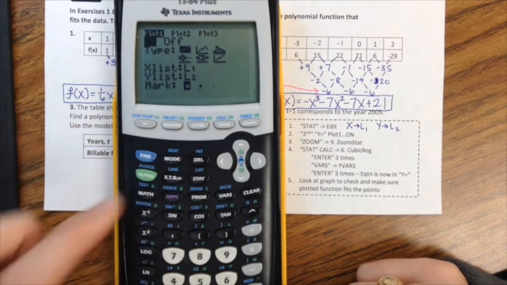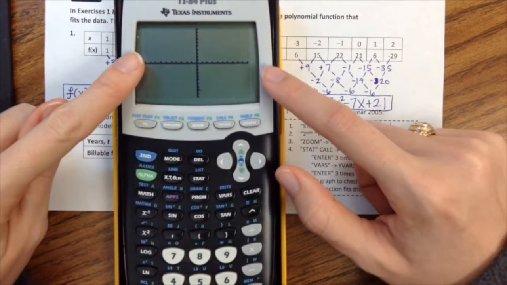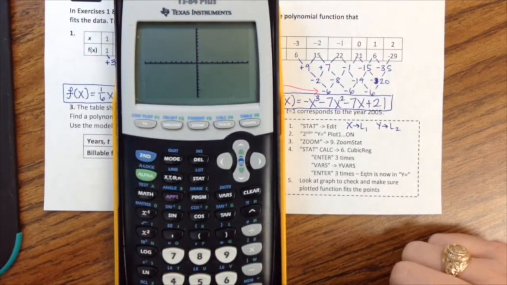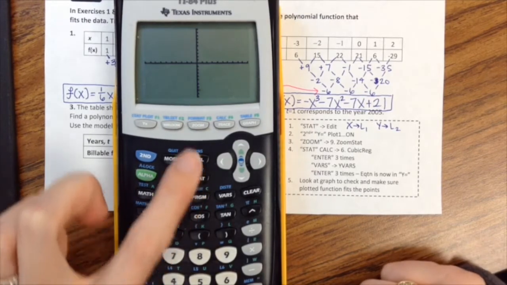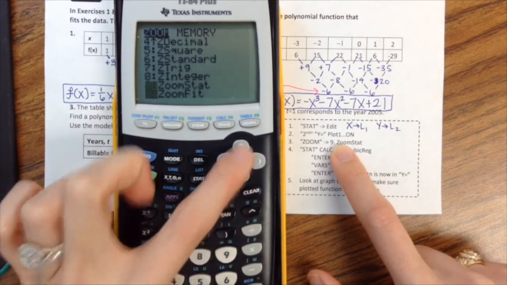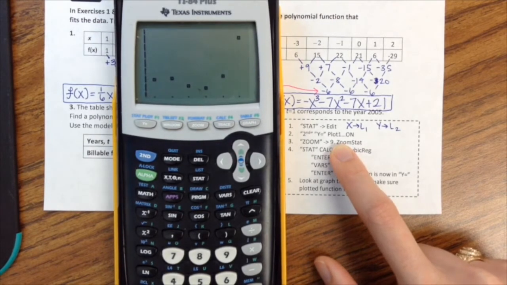Now, if I press graph now, I'm probably not going to see too many points because your standard window goes -10 to 10 and then -10 to 10. I can tell my calculator to zoom in specifically to the points that are in my StatEdit columns by pressing zoom and going all the way down to number 9, zoom stat, because all of your points are in stat, so zoom stat will zoom to where those points are. And we get a graph that looks like this.